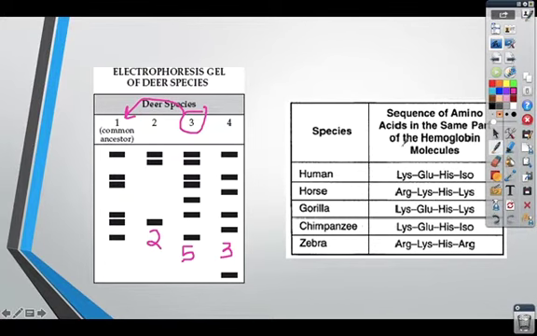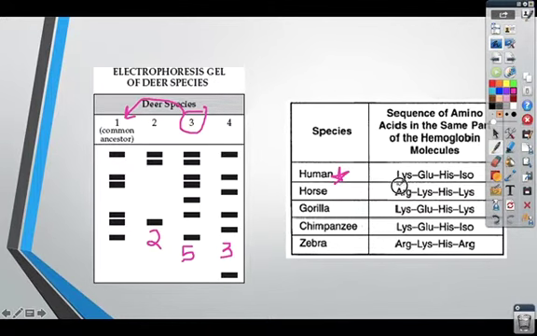So let's take a look at the human sequence of amino acids for a very short segment of the hemoglobin protein. And hemoglobin is a protein that carries oxygen throughout the blood. So I want to figure out which species is most similar to humans. So let's go through the first sequence of amino acids. So humans' first amino acid for this segment of hemoglobin is LYS, or lysine.